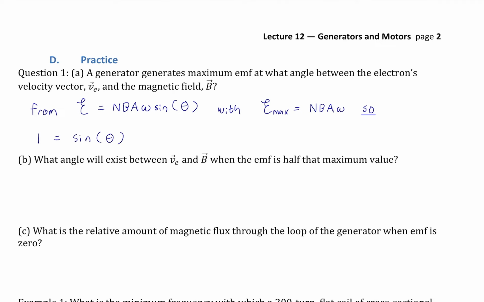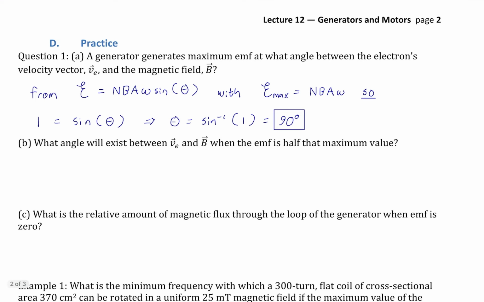Well, that happens when sine theta equals 1. Well, what must theta be? Theta must be 90 degrees, right? Or pi over 2 in radians. All right, so 90 degrees must be the angle between the velocity vector of the electrons and the magnetic field for maximum induced EMF. Okay, and 90 degrees was actually the example in the diagram. That was the angle that I showed in the picture between the velocity vector and the magnetic field.